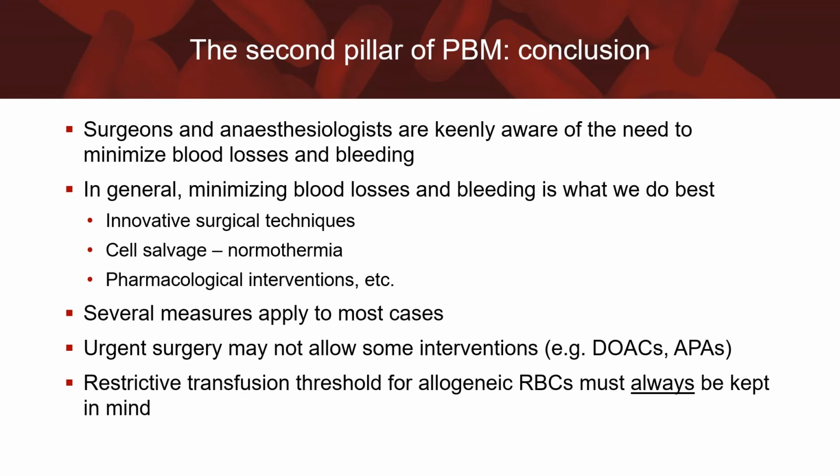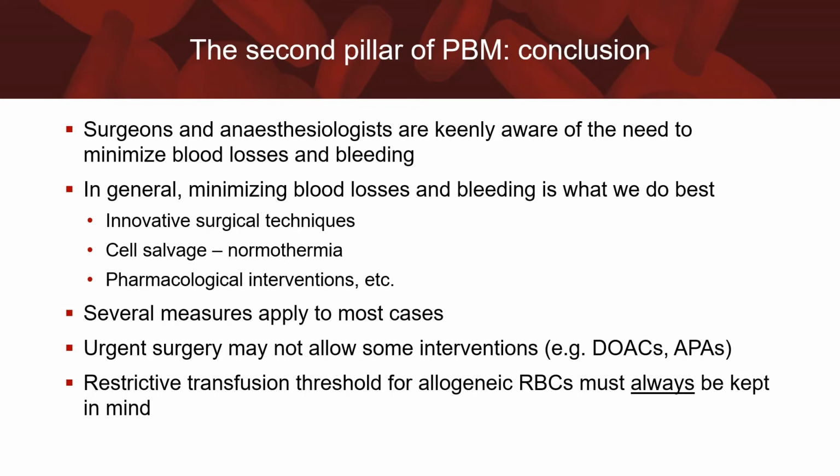So, in conclusion, for the second pillar of patient blood management, surgeons and anesthesiologists are keenly aware of the need to minimize blood losses and bleeding, and in general, this is what we do best. We have innovative surgical techniques. We use cell salvage. We maintain normothermia. We use different pharmacological interventions, etc. So this we do in and out every day in the operating room.